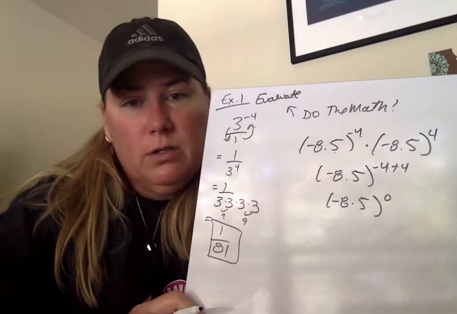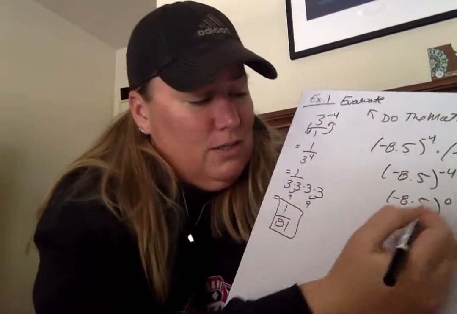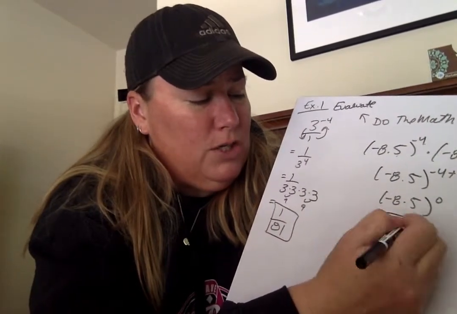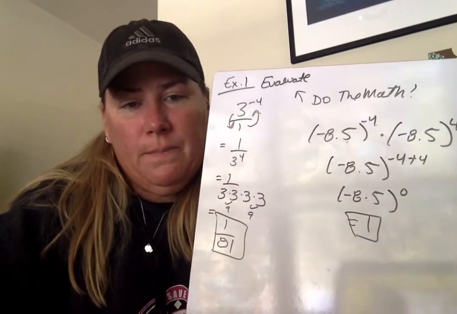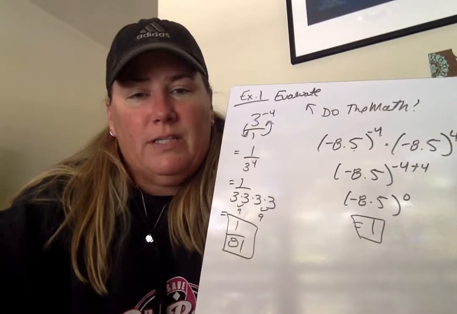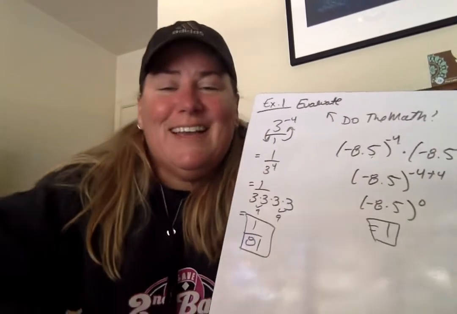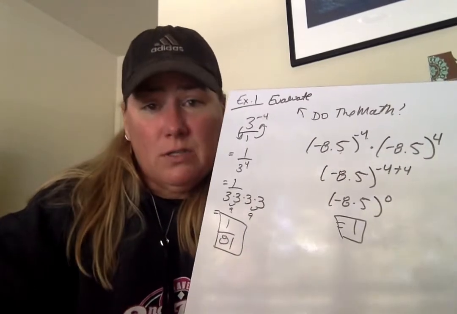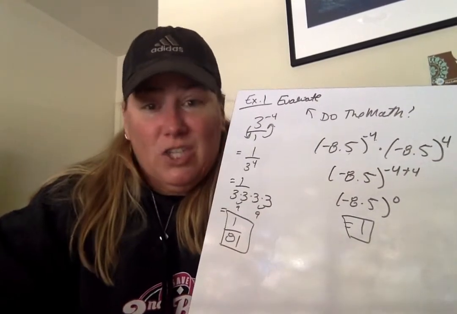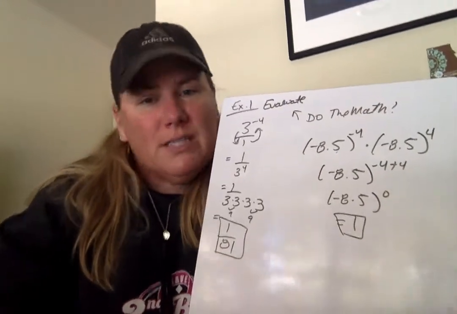Well, your 0 property told you that anything raised to the 0 power is 1. And I'm going to show you why here in a minute. Okay? If I raised x to the 0, it's going to be 1. If I raised 5 to the 0, it's going to be 1. If I raised pencil to the 0, it's going to be 1. If I raised Johnny to the 0 power, it's going to be 1. If I raised chocolate chip cookie to the 0 power, it's still going to be 1.